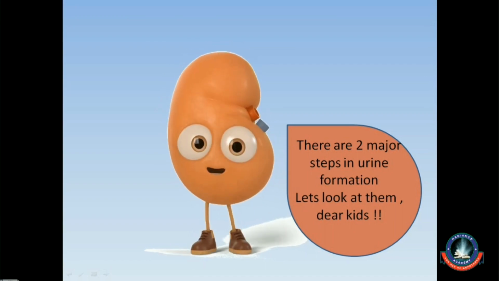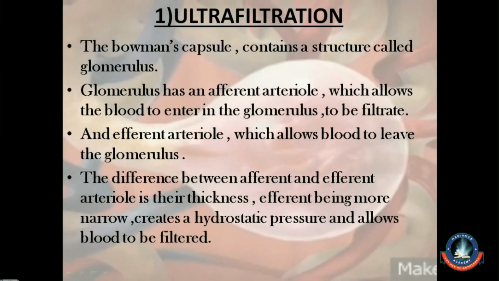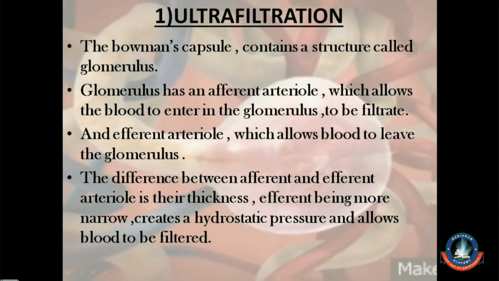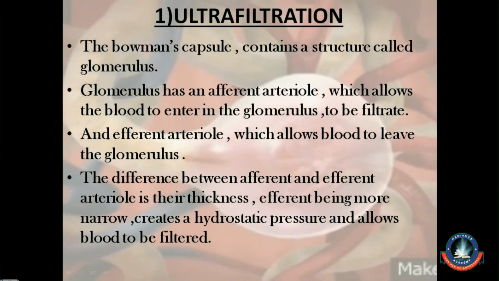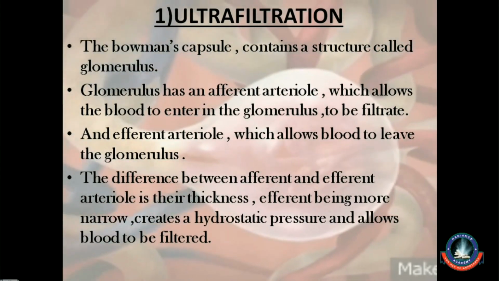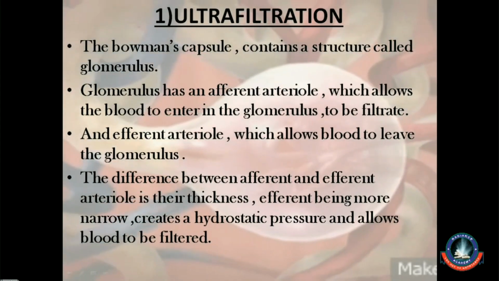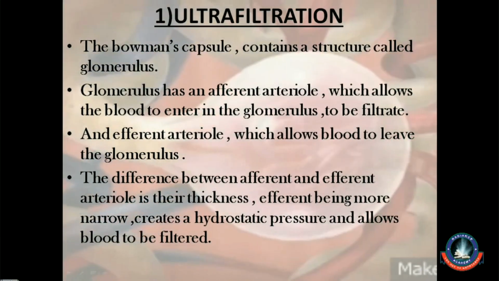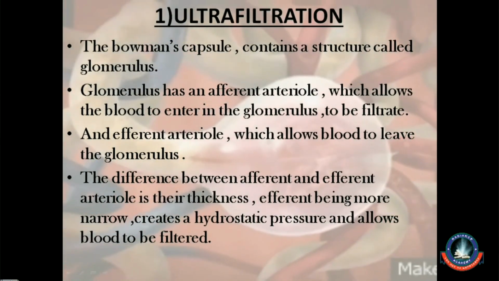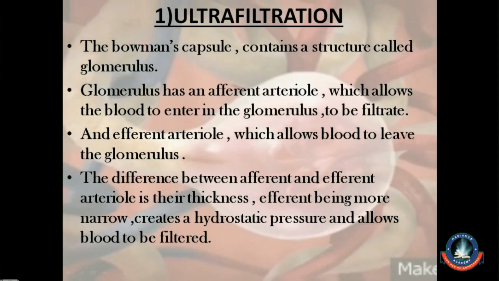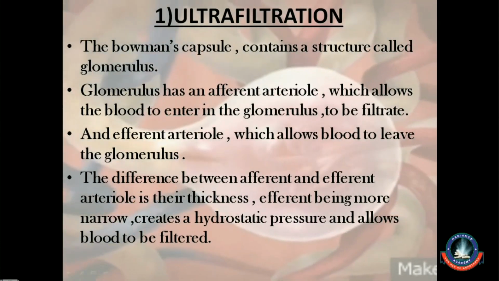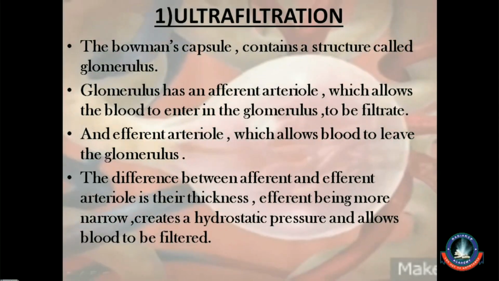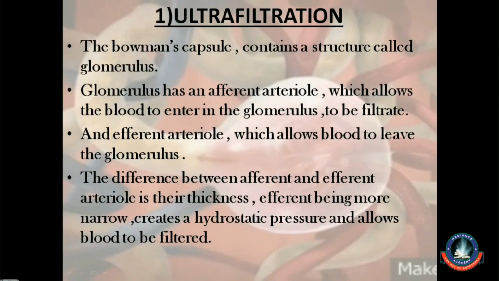We all know that kidney contains a functional basic unit, that is its nephron. We also know that the nephron has a Bowman's capsule. The Bowman's capsule consists of a tuft of capillary which is known as the glomerulus. So now the blood that enters the glomerulus is at a very high pressure. The glomerulus has two arterioles. One is known as the afferent arteriole, which allows the blood to enter the glomerulus. The other one is known as the efferent arteriole, which allows the blood to leave the glomerulus.